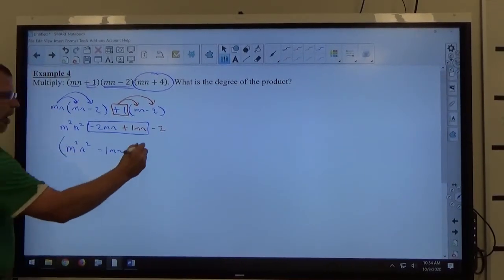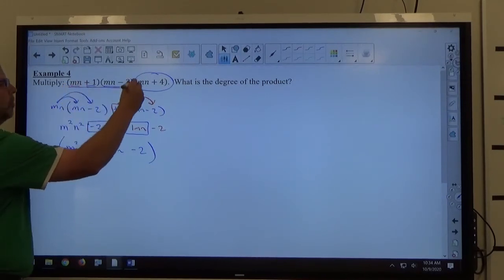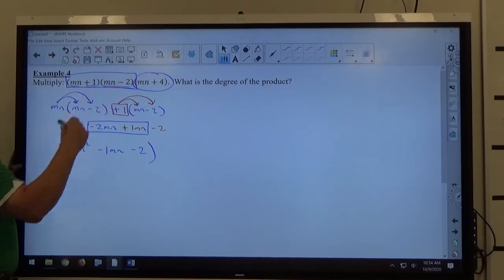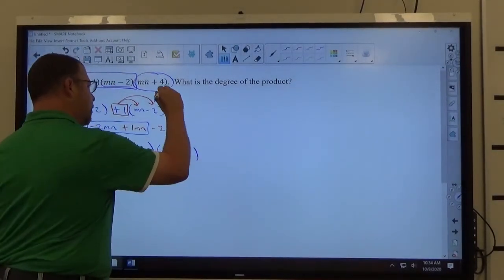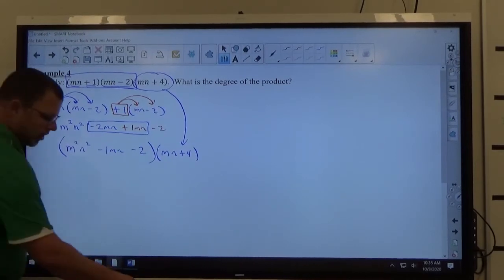So this trinomial expression, 1, 2, 3 objects, is the product of these 2 guys up here. That product is being multiplied by mn plus 4. So now I'm going to bring mn plus 4 back into the problem. So again, I've just kind of put it on the back burner. It's part of the problem, but I wanted it out of the way while I was working that out. Now that I've worked that out, I want to bring it back into the problem. And now it's the same exact kind of problem we just solved.